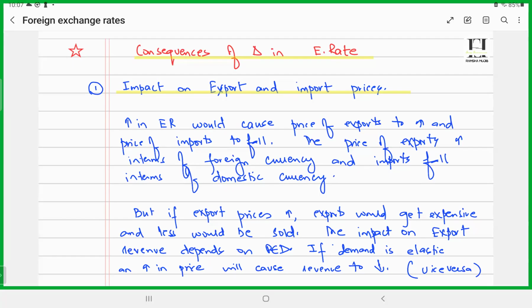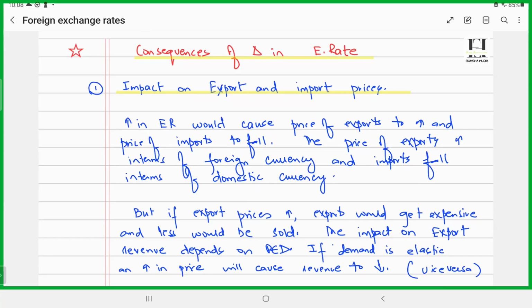But what happens if the export prices rise? They would get expensive relative to imports. So when the exports get expensive, what happens? Are we able to make more exports or less exports? The country would then have fewer exports. So then what would happen? The impact on export revenue would depend upon the price elasticity of demand. So you can't just say that when the export prices rise, the export revenue is going to fall. It depends upon how elastic the demand is.